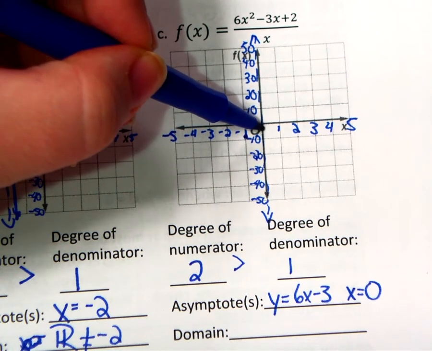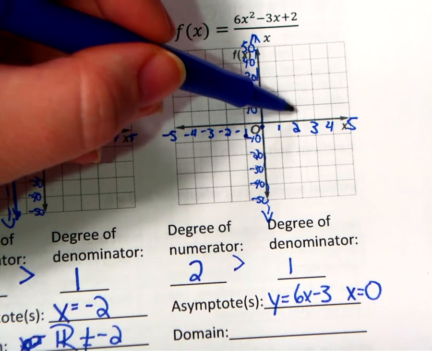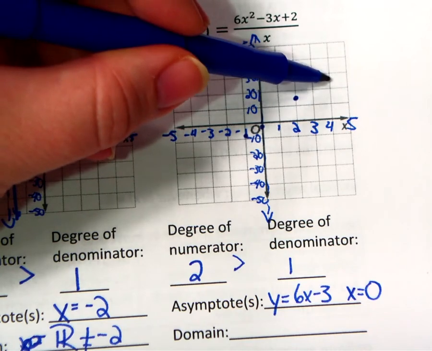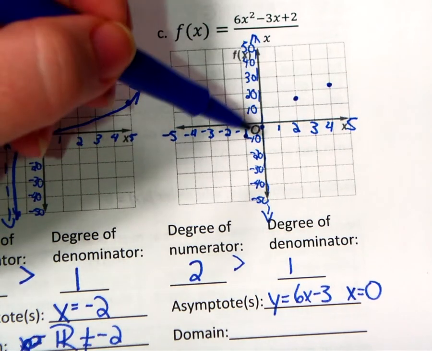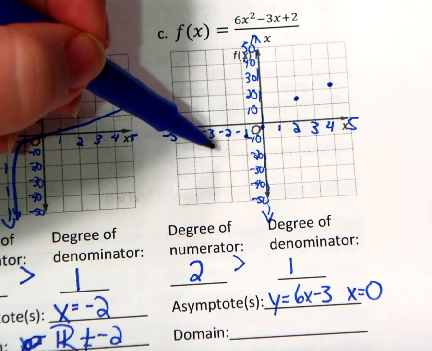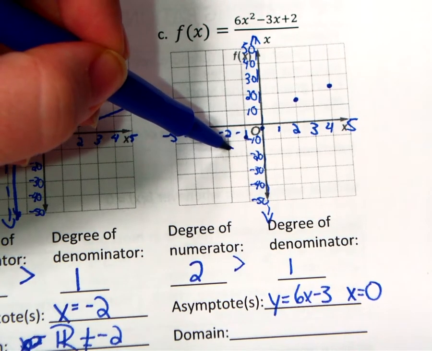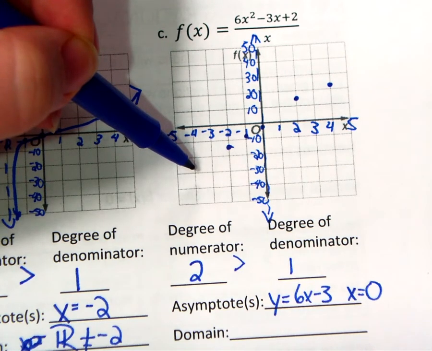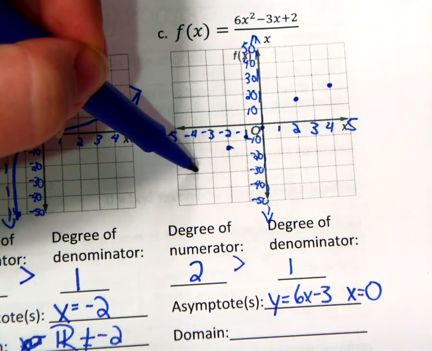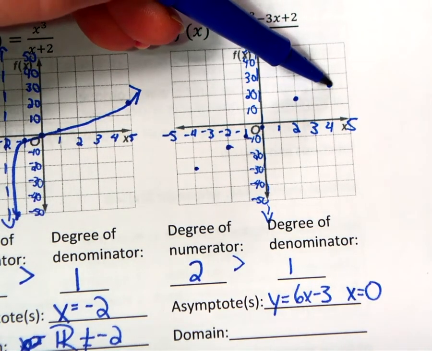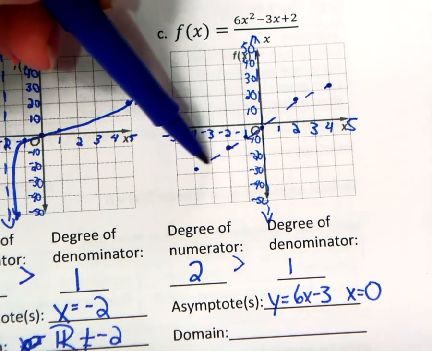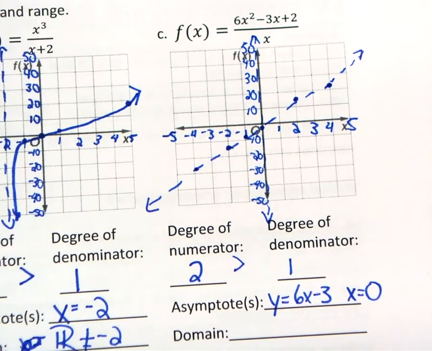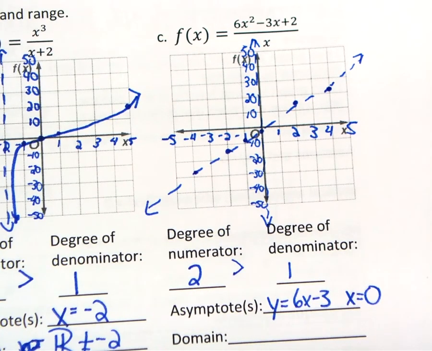At 2, it's at 15. At 4, it's at 21. At -2, it's at -15. At -4, it's at -27. So now I've got a good idea of what my asymptote looks like. So my asymptotes make this X shape.